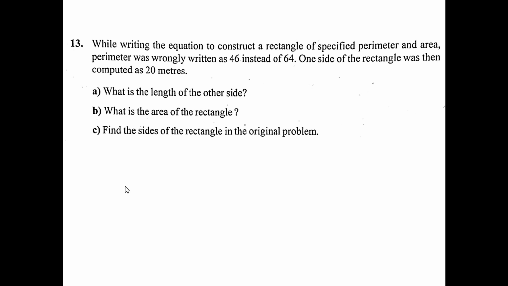13th problem. While writing the equation to construct a rectangle of a specified perimeter and area, the perimeter was wrongly written as 46 instead of 64. One side of the rectangle was then computed as 20 meters. What is the length of the other side? What is the area of the rectangle? Find the sides of the rectangle in the original problem.